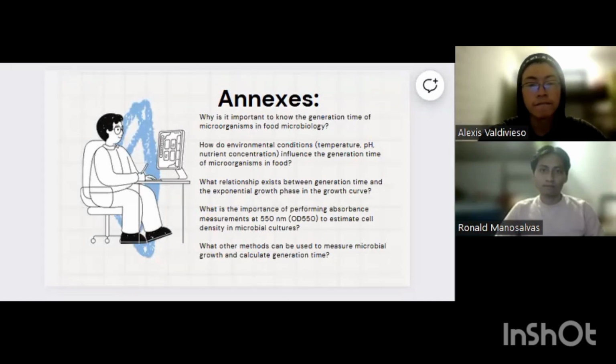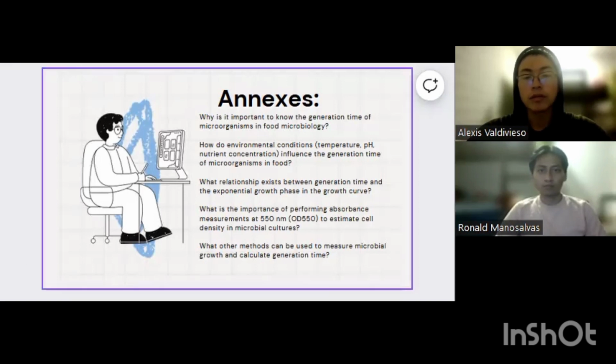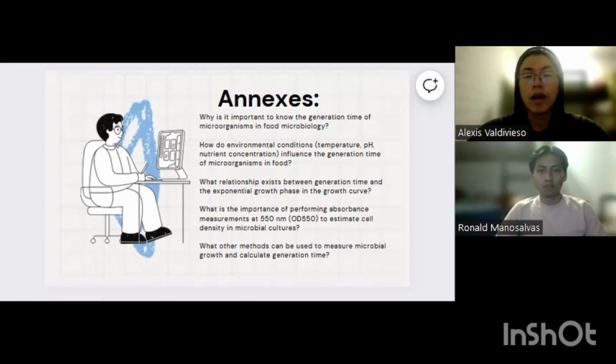Next. What other methods can be used to measure microbial growth and calculate generation time? We have 7 methods. We can use the plate count method. This involves spreading a sample of a microbial culture onto an agar plate and counting the number of colonies that develop after incubation. By tracking colony growth over time, one can estimate generation time.